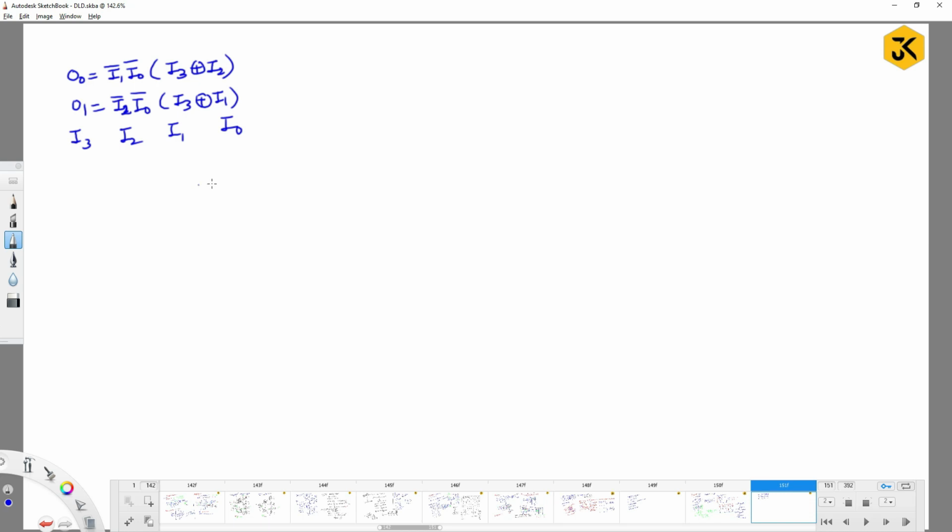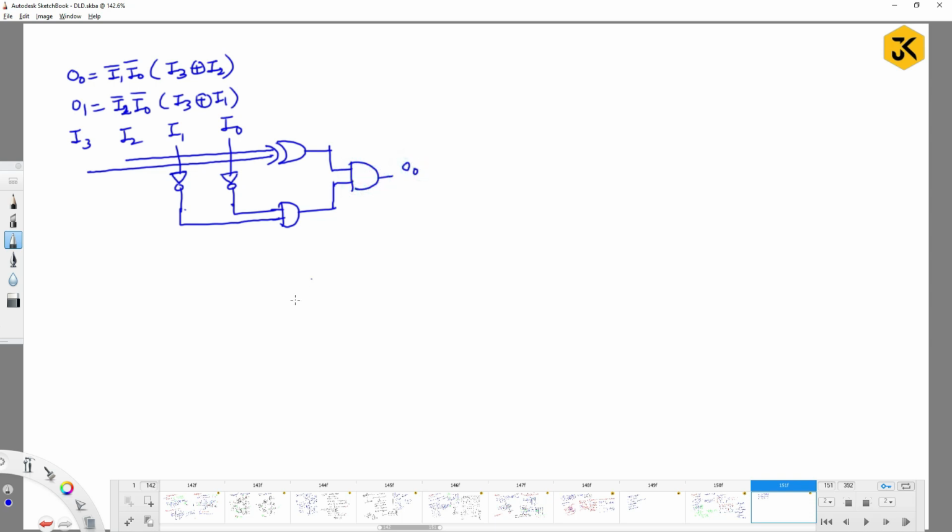Now, can you construct this one? So try to do it with I3 XOR I2. When you are trying to do I3 XOR with I2, I3 is this one, I2, XOR operation, you will get a circuit like this. Similarly, I1 bar into I0, I1 bar, right? You are going to get an AND gate, and these two have to be combined, and you are going to get O0 as output.